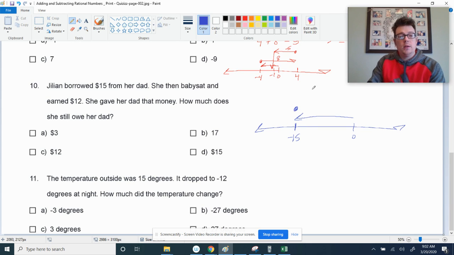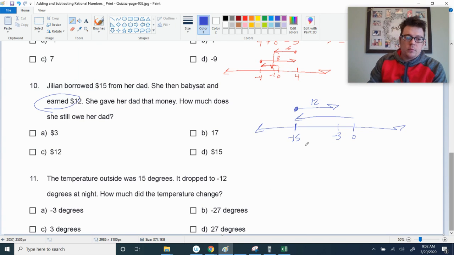Okay, from that point, she does some earning. Earning is a positive thing. So you're going to go up $12, but you do not have enough value to get out of the negatives. You're short the difference of these two absolute values, which is owing the dad still $3. Most people could do that without the number line. All right, and then a word problem for temperature.